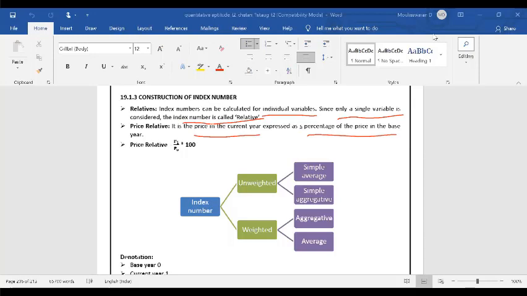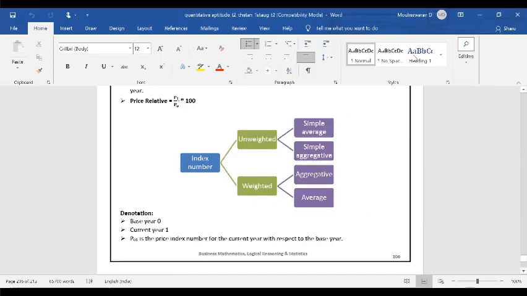Here they are telling us that the base year we should take as 0, and the current year we should take as 1. Which year you are going to find out, that year should come on top. If you want the current year, the current year should come on top. Base year should go in the bottom, then into 100. This is what price relative they are telling. See here.